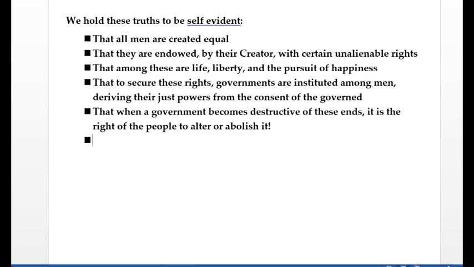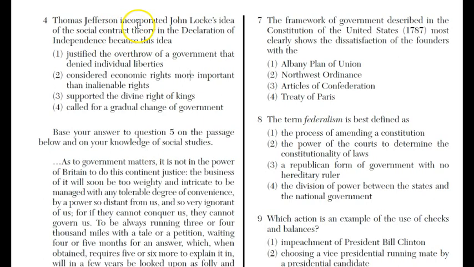So, we're endowed by our Creator with certain inalienable rights, that among these are life, liberty, and the pursuit of happiness, that governments are instituted among us to secure those rights, to protect them, and that governments derive their just powers from the consent of the governed, and that when a government becomes destructive of this, when it's not doing its job, it is the right of the people to alter or abolish it. So, Jefferson incorporated John Locke's idea of the social contract theory because this idea justified the overthrow of a government that denied individual liberties, which is what the colonists were complaining about.